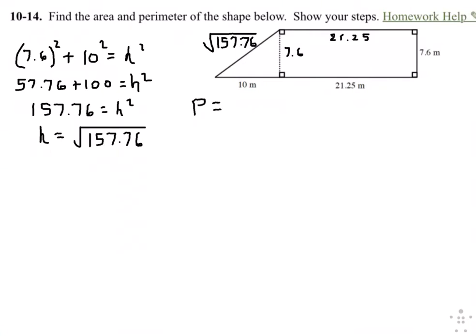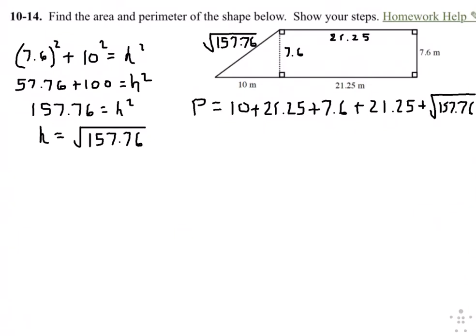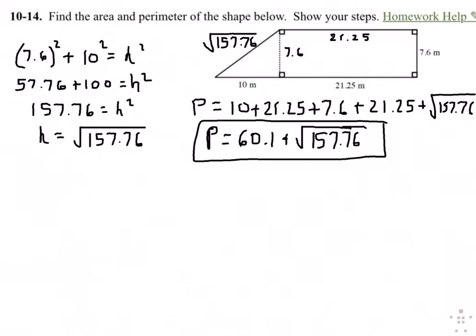The perimeter is, I'll start at the bottom and go counterclockwise. 10 plus 21.25 plus 7.6 plus 21.25 plus root 157.76. So this comes out to 60.1 plus root 157.76. So this is the perimeter as an exact answer.